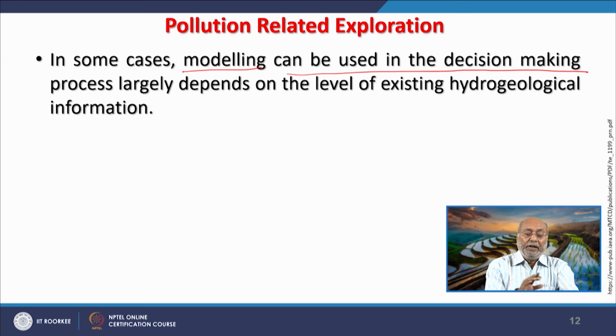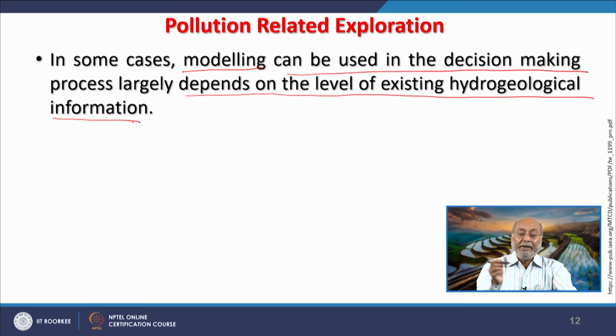If possible, we can choose 3-4 sites initially and then perform the modeling. And if we find that a particular site will create minimum pollution in our groundwater regime, then that site should be selected. So, the decision making process becomes much wiser and more appropriate, and these decision making systems depend on the level of existing hydrogeological information. And that is why, in the beginning or even here, we are putting the heading as pollution related exploration, because we are not really in environmental science directly or in waste disposal.